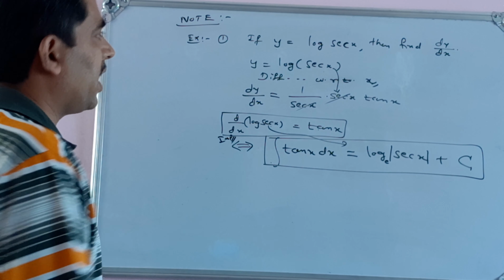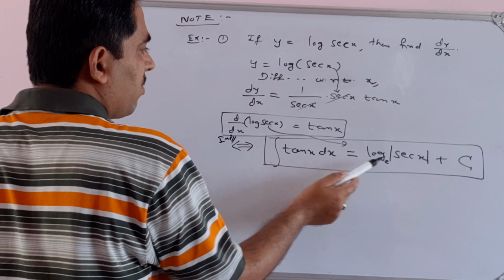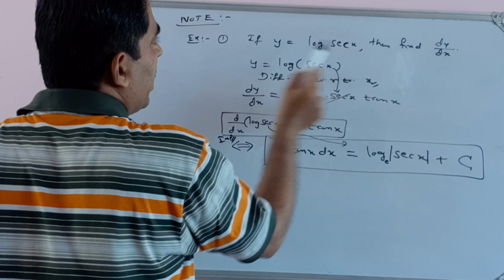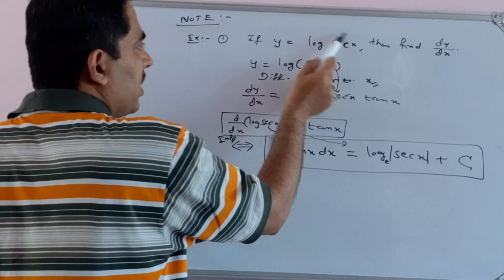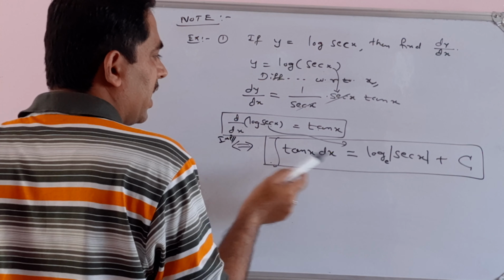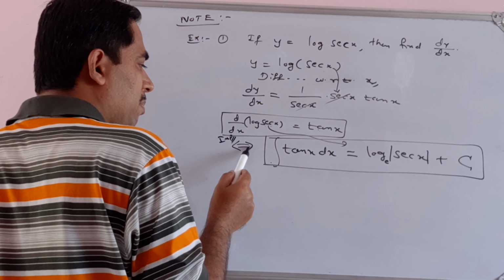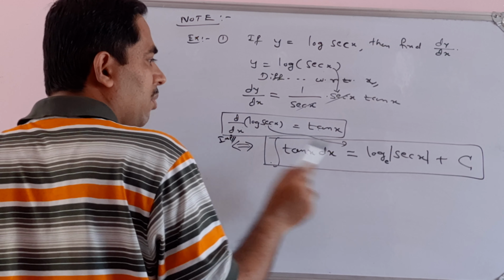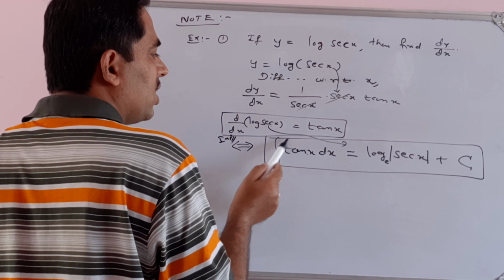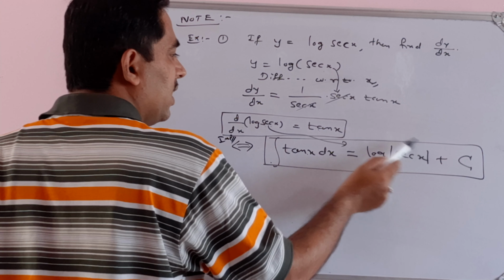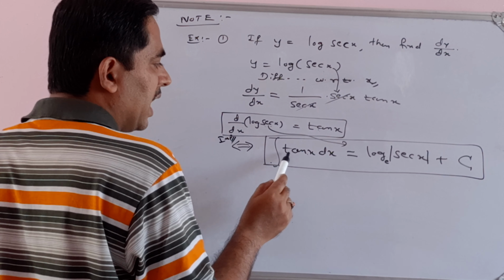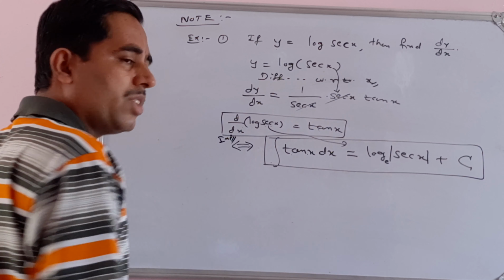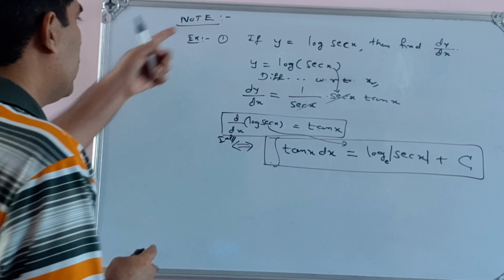How did we get that log secant x? The question says, find the derivative. If y is equal to log of secant x, find the derivative. The derivative of log secant x gives me tan x. That implies integration of tan x is nothing but log of secant x. This is the integral, this is the integrand, and this is the variable of integration. The result is that integration of tan x gives me log of secant x. This is our first result in the note.